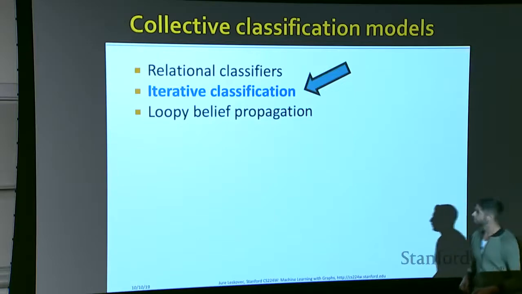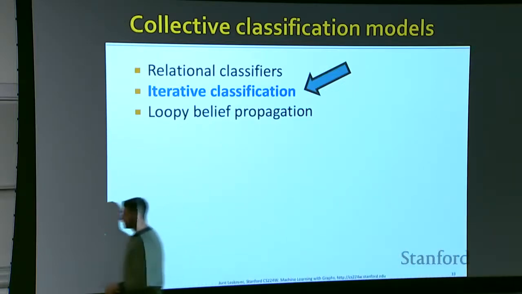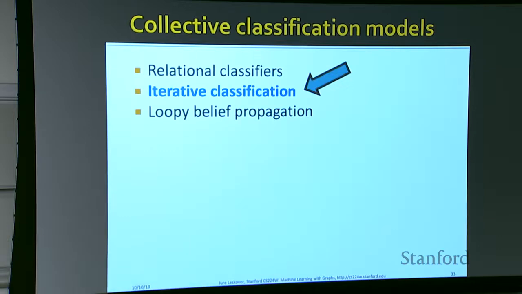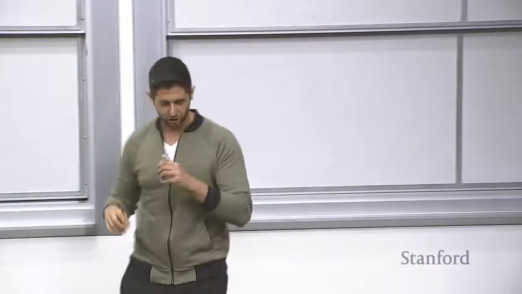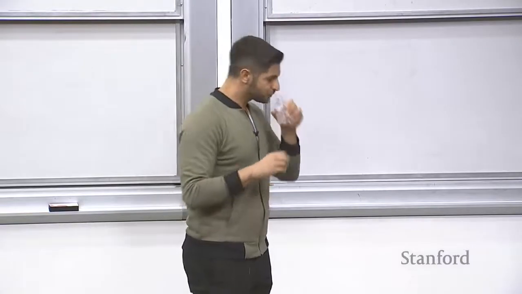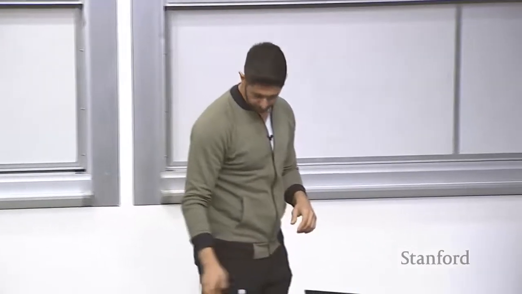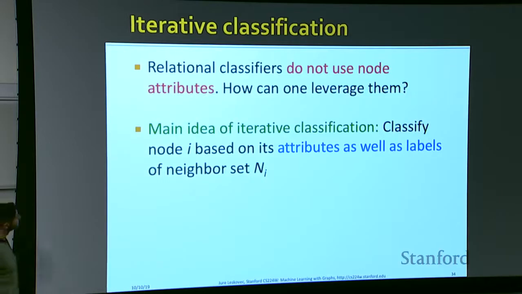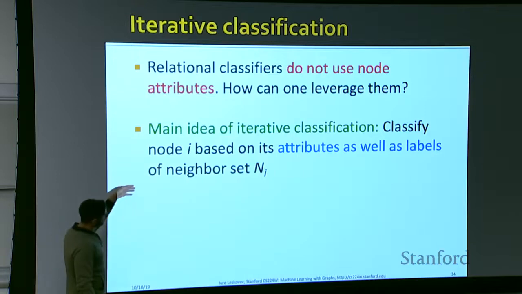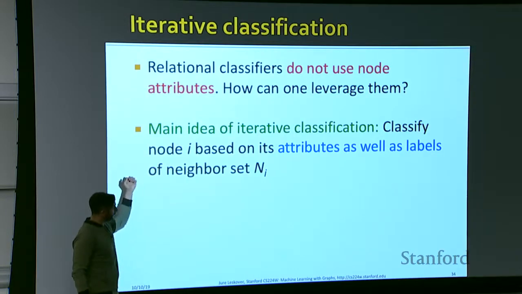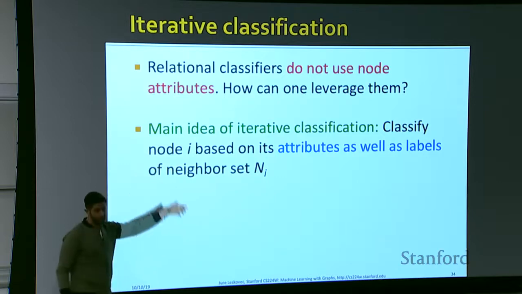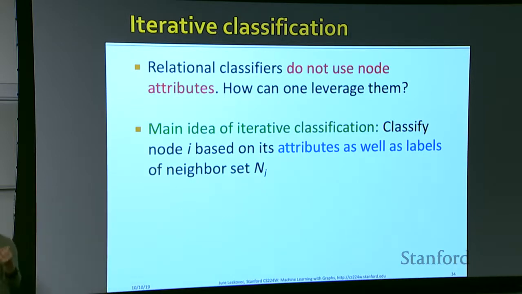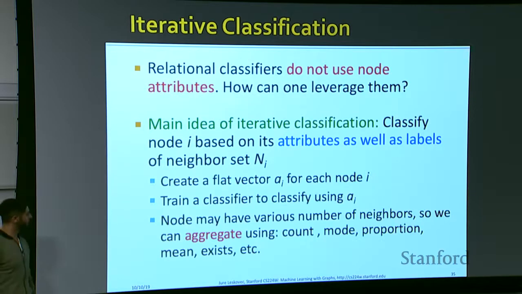Okay, let's go. So we explained why a relational classifier is not as powerful as we would like, because we are not using the node features. So now we're going to introduce iterative classification, which brings the node features into the picture. The main idea is that we classify our node i not only based on the labels of our neighbors, but also on the attributes of our neighbors, okay? That's the key difference between the two techniques we're going to be seeing today.